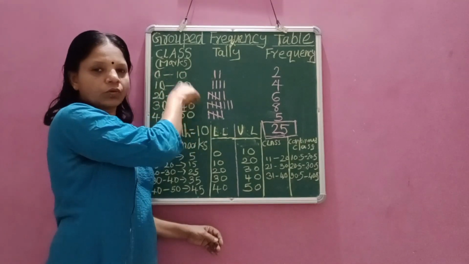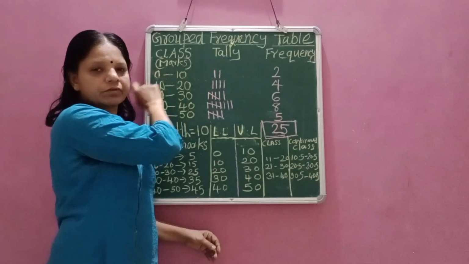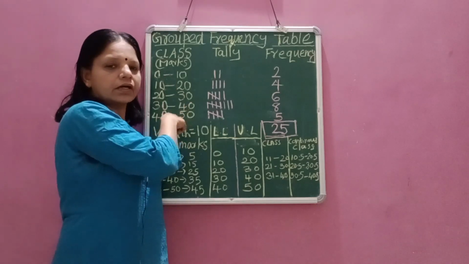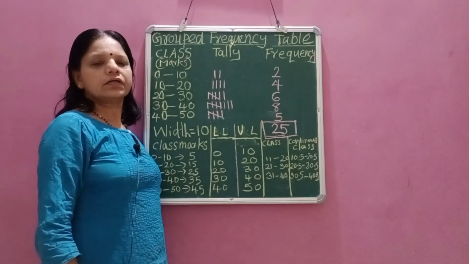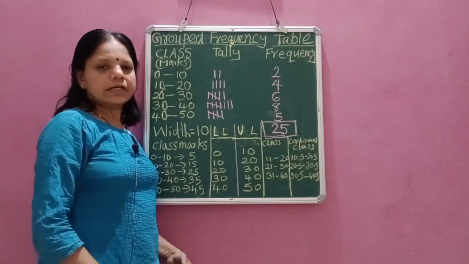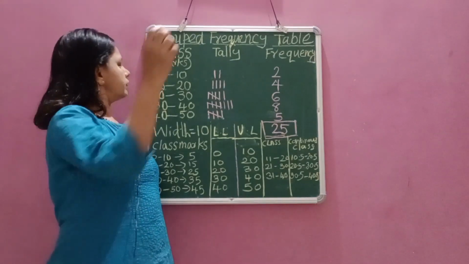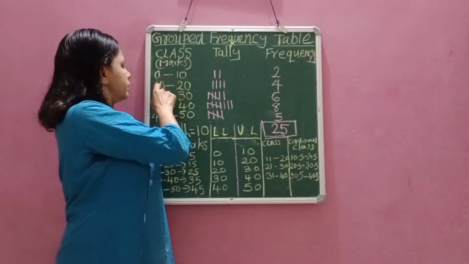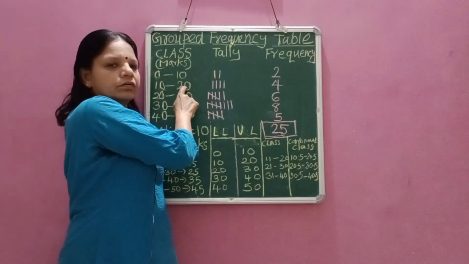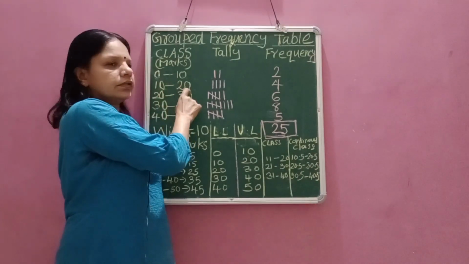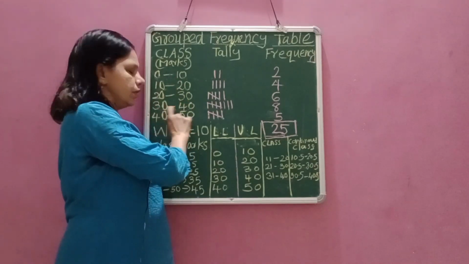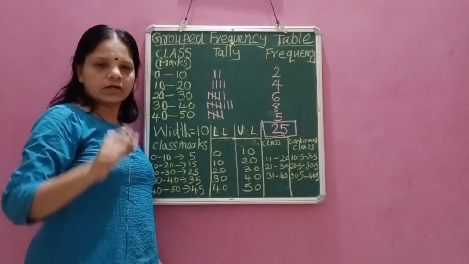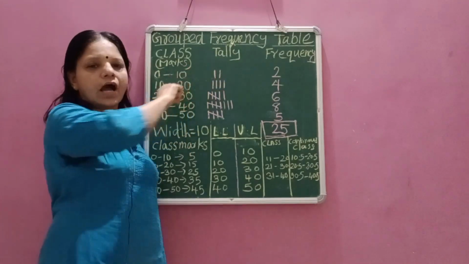Now, in this column we can see only the minimum number and maximum number, the border numbers. They are called limits of the class. So, what are the limits of the class? 0 and 10, 10 and 20, 20 and 30, 30 and 40, 40 and 50. The smaller limit is called the lower limit and the maximum number is called the upper limit.